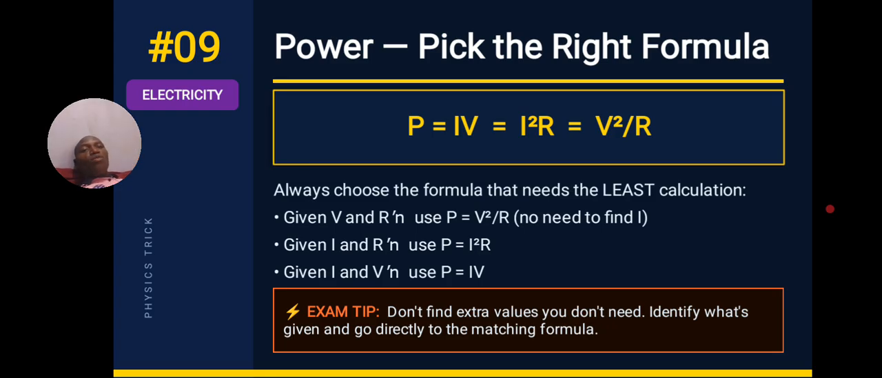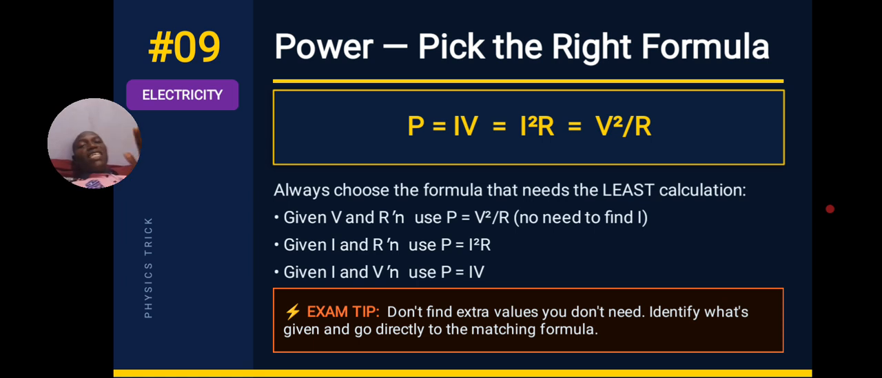Now, what does this formula mean? It means the formula to calculate power is equal to IV. That is, if you are given I and V, what does I stand for? Current. What does V stand for? Voltage. So if you are given voltage and current and asked to calculate power, just multiply them.